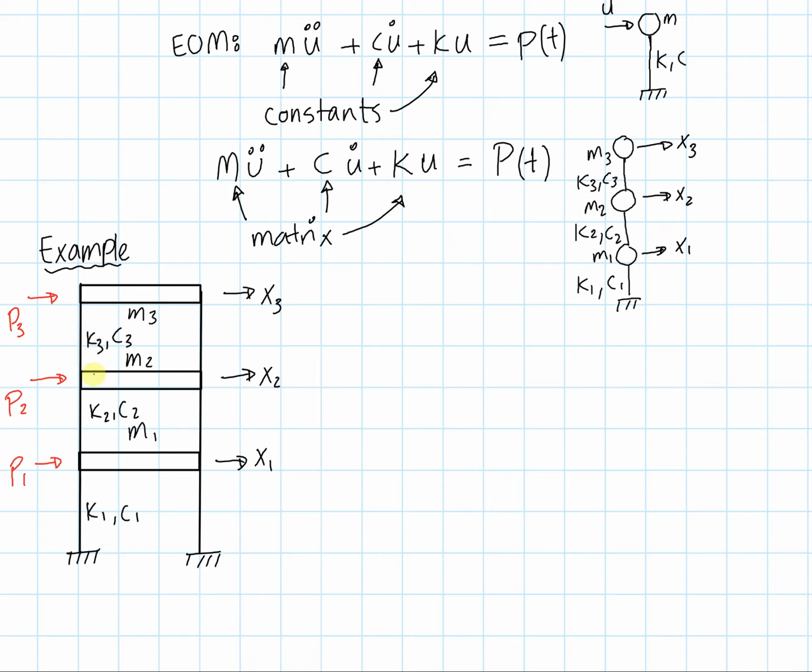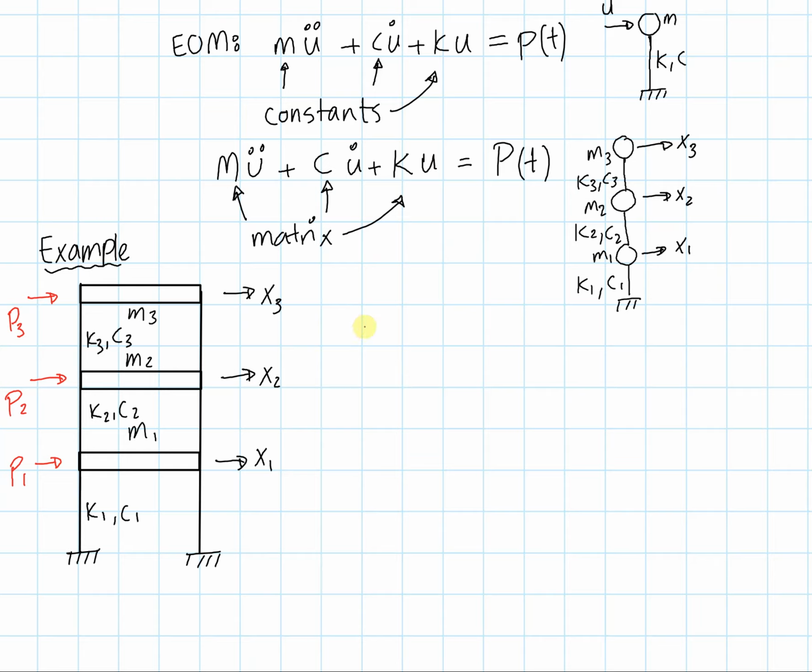The kind of framing that we're dealing with in a structure like this would be columns that are flexible and beams that are infinitely rigid. This makes it easier for us to do analysis because then we only have to look at the lateral degrees of freedom. We don't have to look at some of the rotational and vertical components.